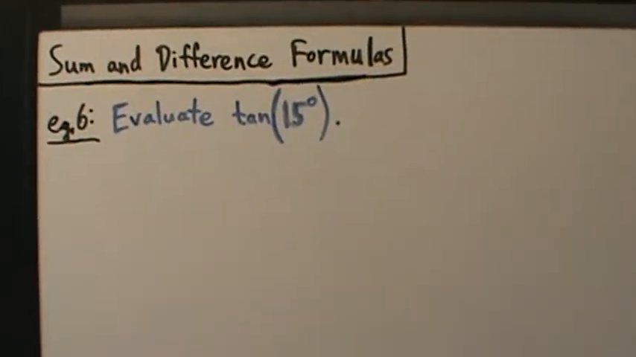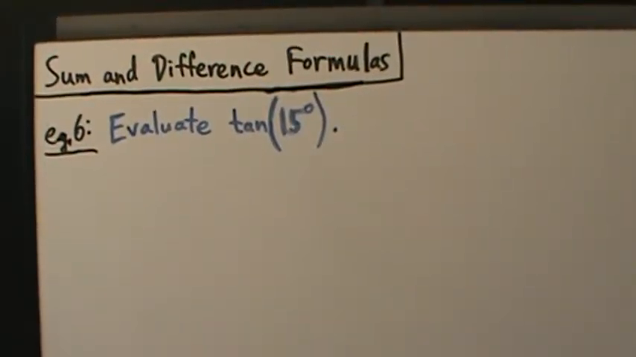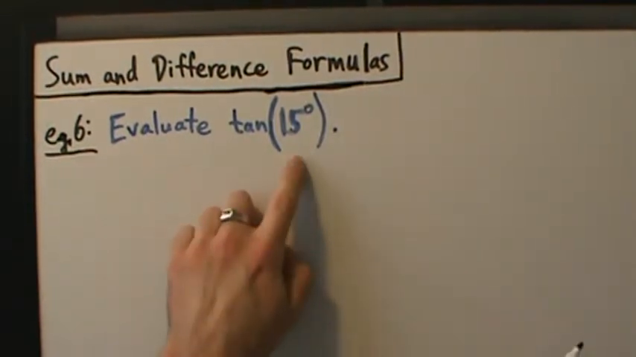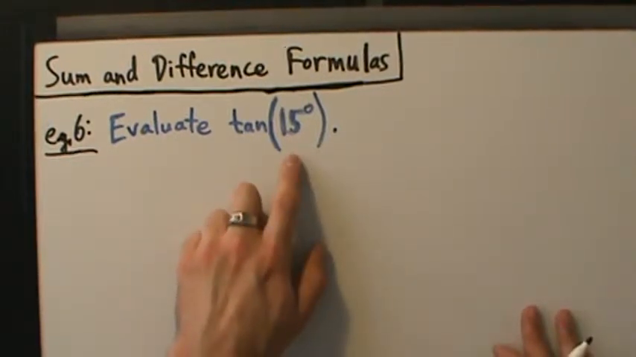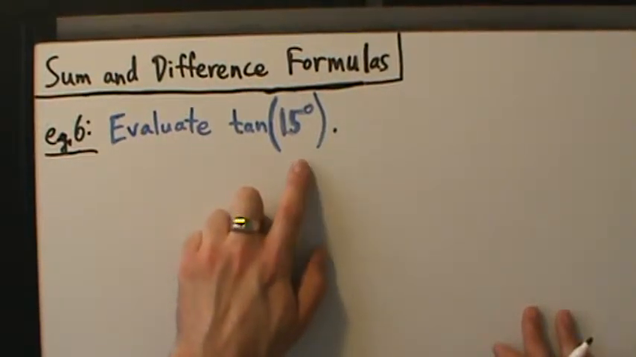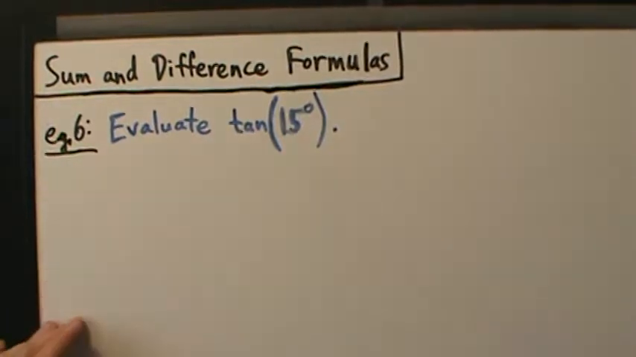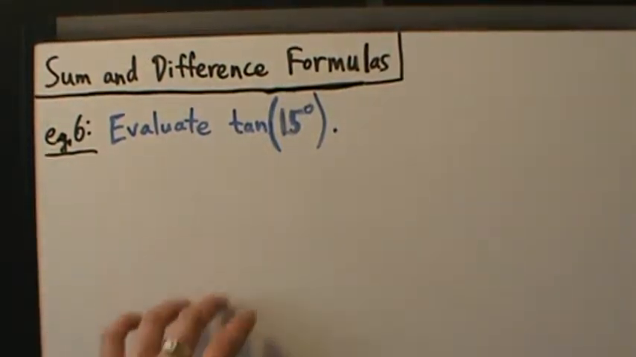Here's example 6 with using sum and difference formulas for evaluating trig expressions. So here we have the tangent of 15 degrees, we want to evaluate that. So the idea is to express 15 degrees as a sum or a difference of two special angles on the unit circle, and then use the corresponding formula to evaluate.